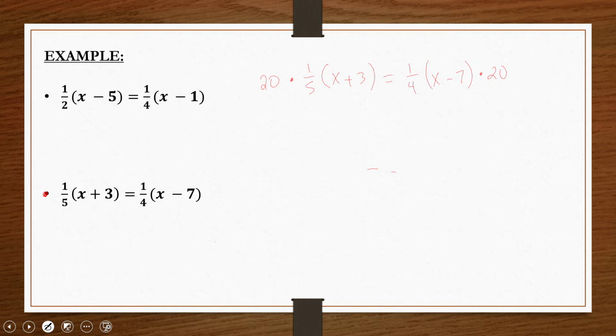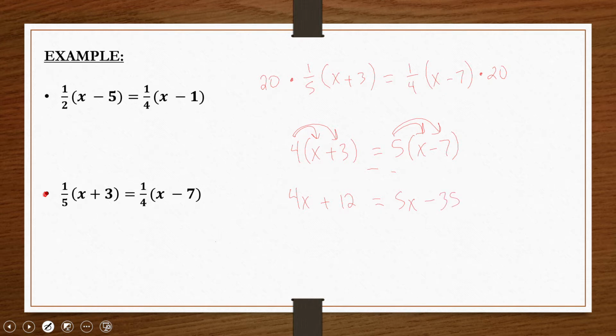So through multiplication here, I get 20 divided by 5 is 4, multiplied by 1, my numerator, just gives me 4, but I'm still ultimately multiplying by this binomial here, x plus 3. On the other side, I have 1/4 times 20 is 5, and again, my binomial, x minus 7. Through distribution here, I get 4 times x is 4x. 4 times 3 gives me positive 12. And on the other side, I get 5 times x is 5x. And 5 times negative 7 will give me negative 35.